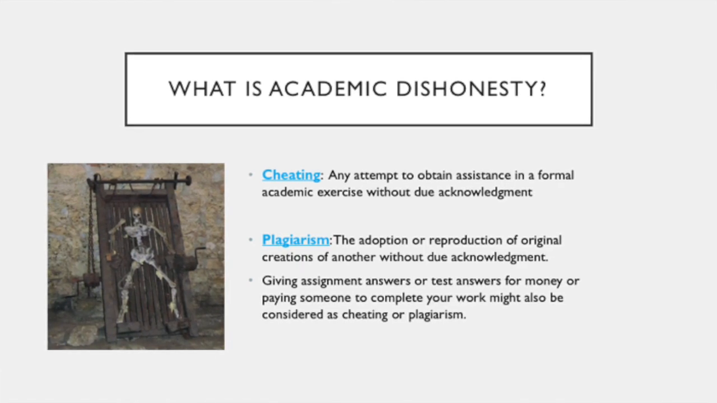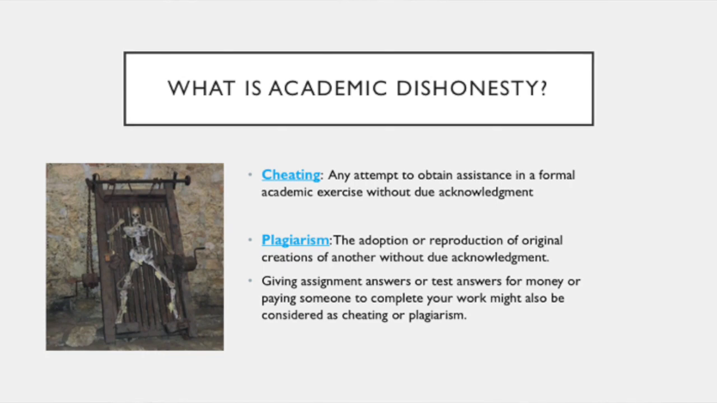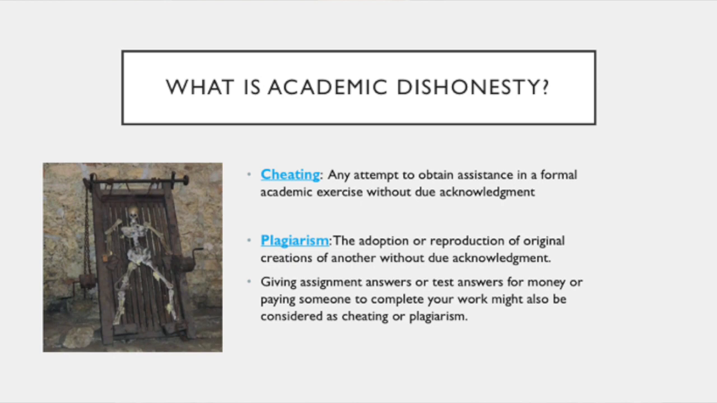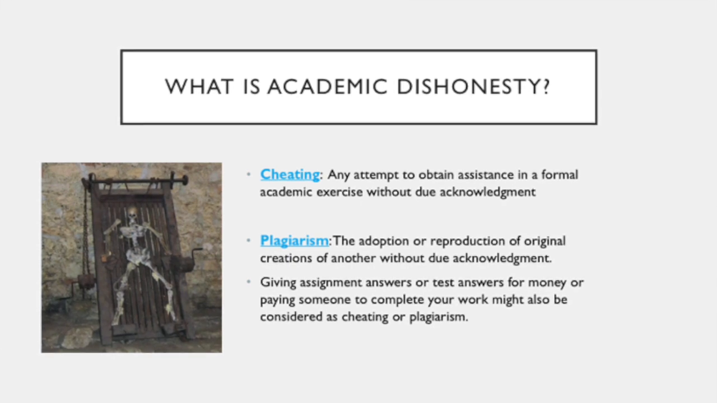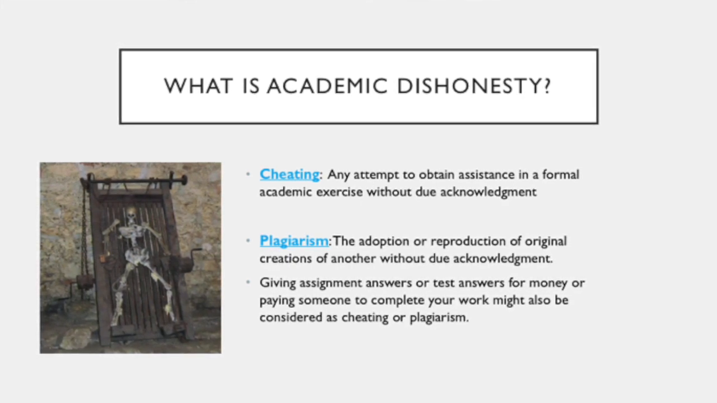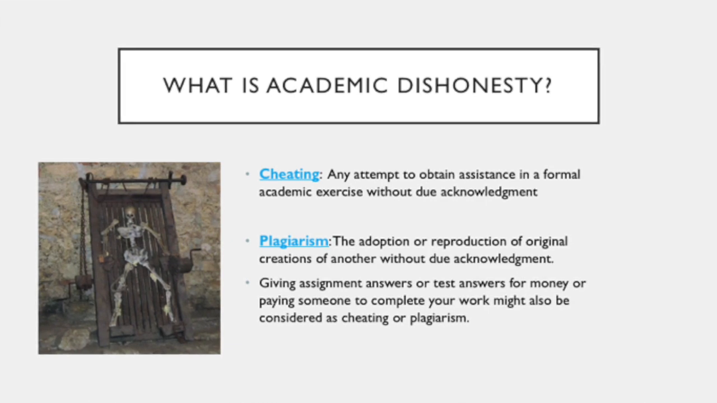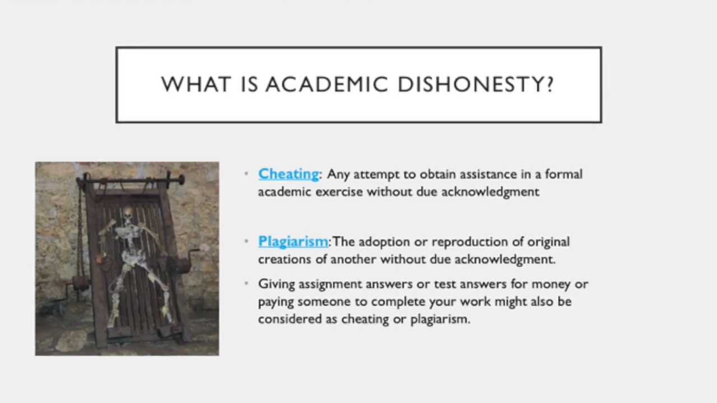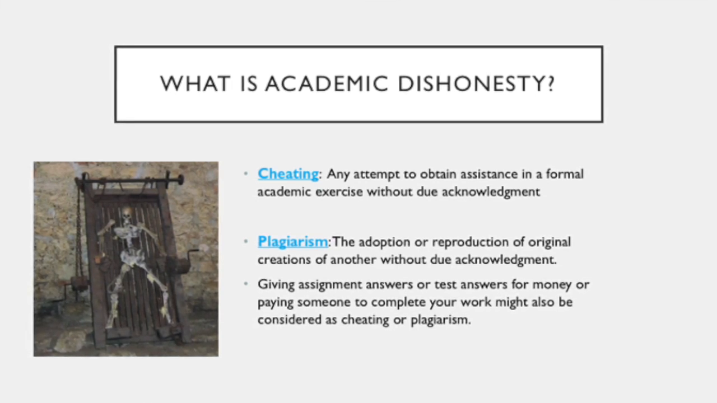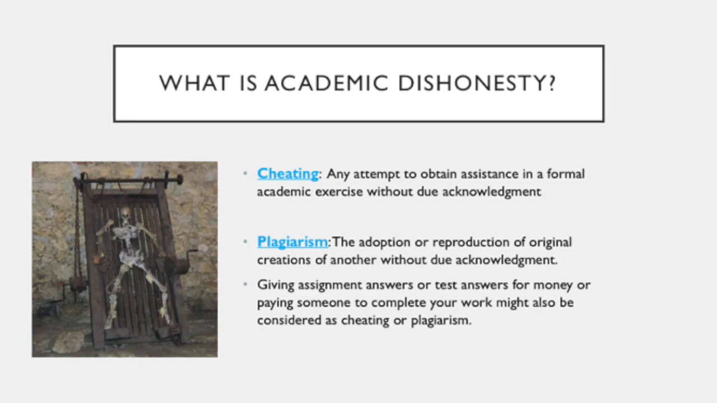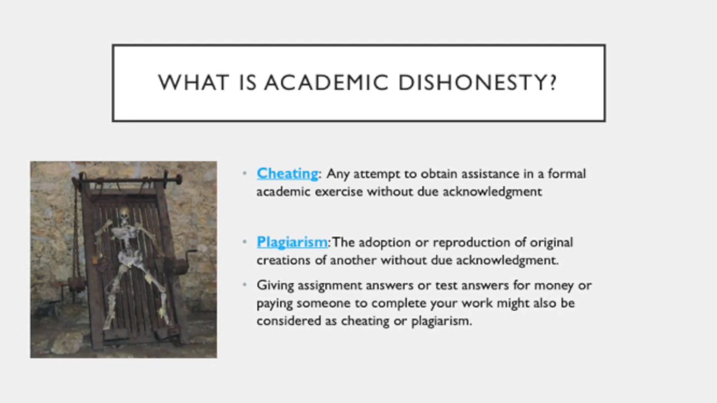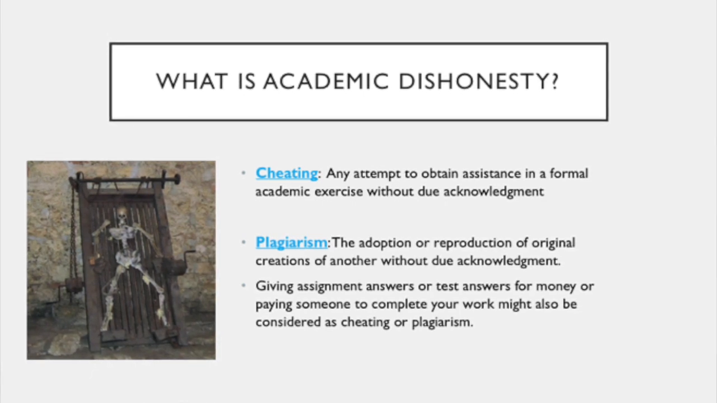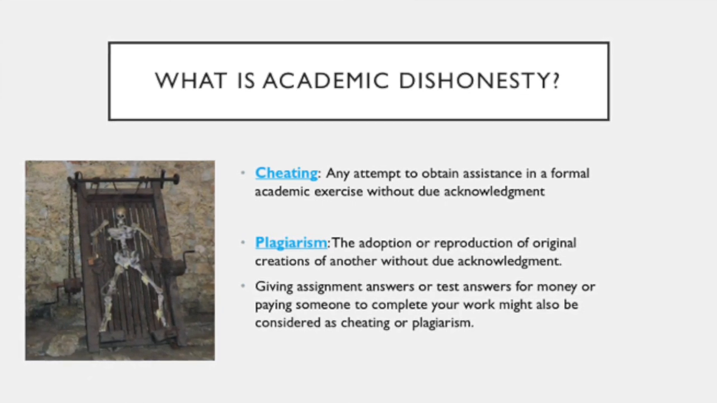Cheating refers to any attempt to obtain assistance in a formal academic exercise without due acknowledgement. That means without the teacher giving you permission. Any type of help from another person, any type of resources or notes that you might use in an academic exercise like homework or a test when the professor has not given you permission or instruction to do so. Plagiarism refers to the adoption or reproduction of original creations of another person without due acknowledgement.